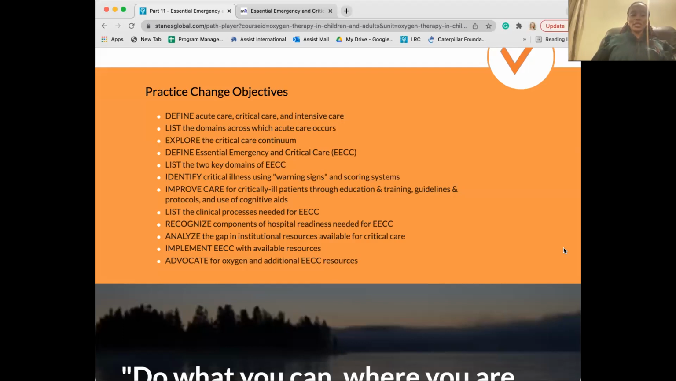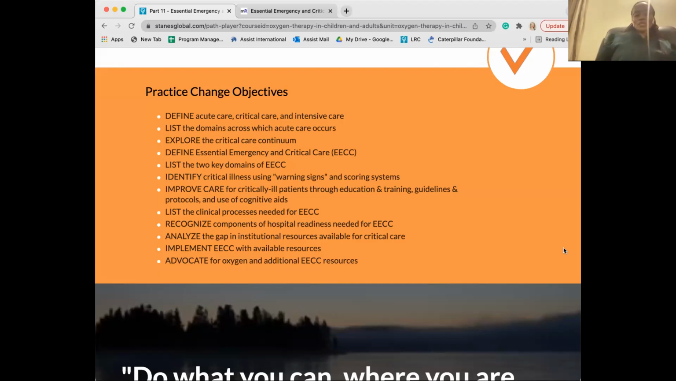Define EECC. List the two key domains of EECC, which were identification and care. What are the warning signs? How are we improving care through training, guidelines, protocols? List the clinical processes needed. Recognize components of hospital readiness needed for EECC. Analyze the gap in institution resources. Implement EECC and advocate for oxygen and other additional resources.